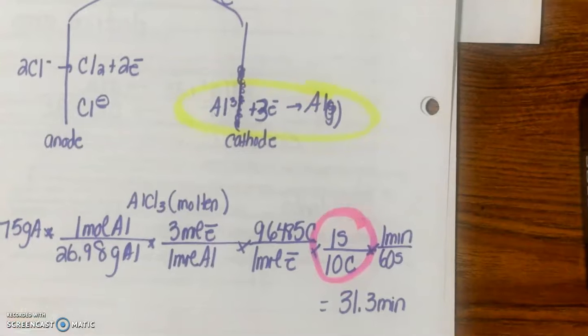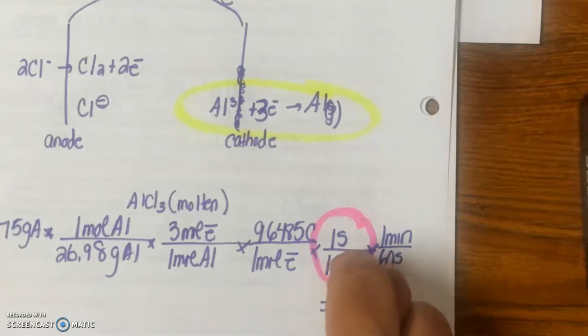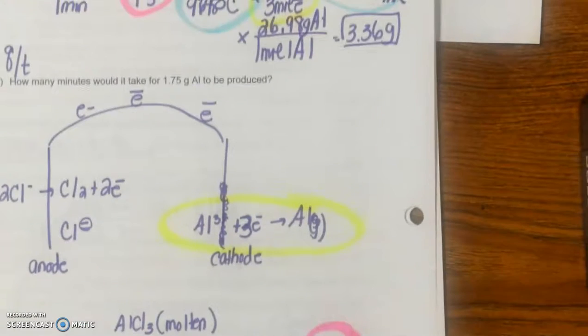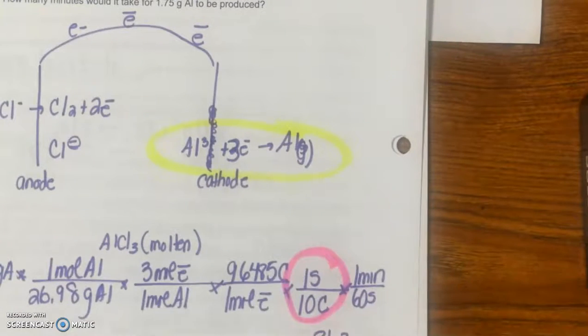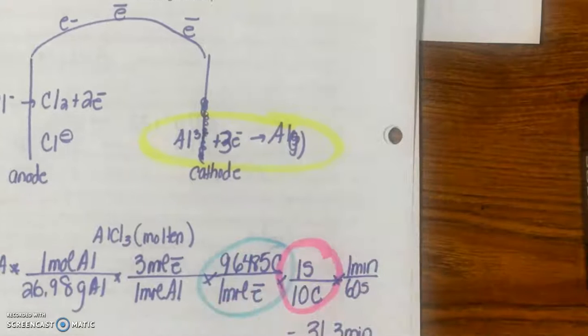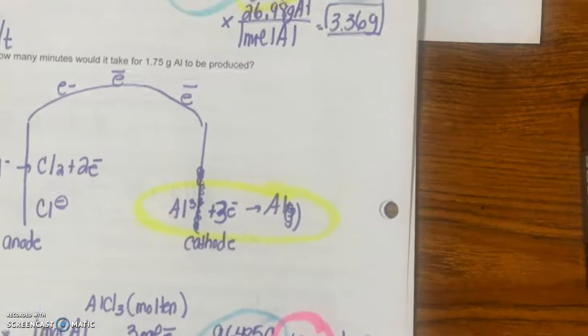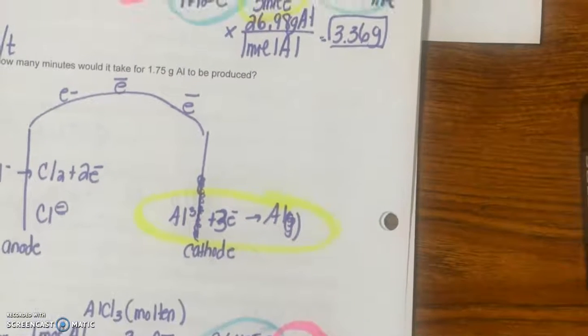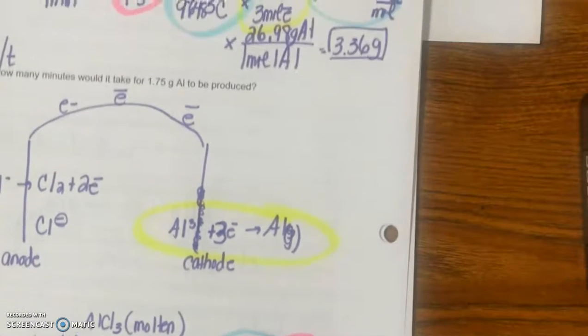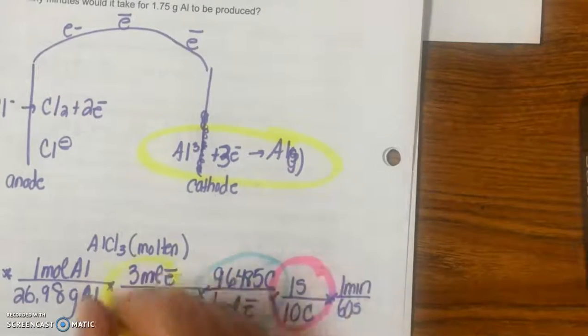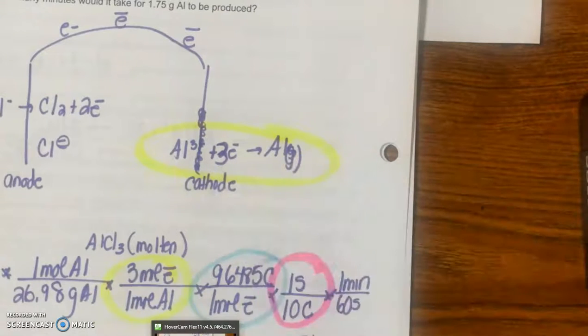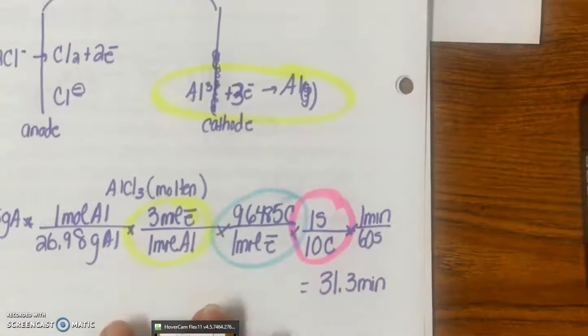So again, we're using amps to get to time to get to coulombs. Then we are doing coulombs to moles to get there. And then last but not least, we've got our moles electroplating through that oxidation reduction.